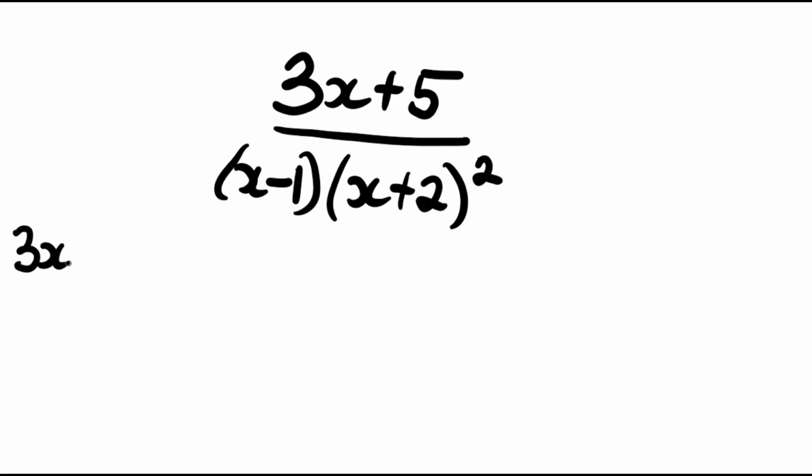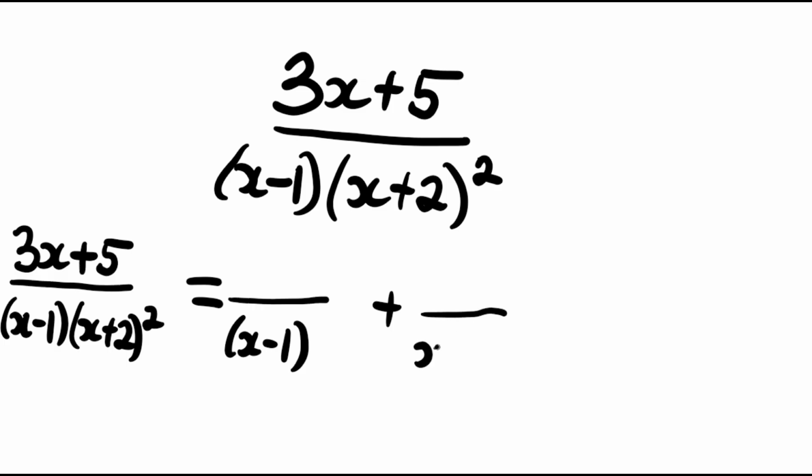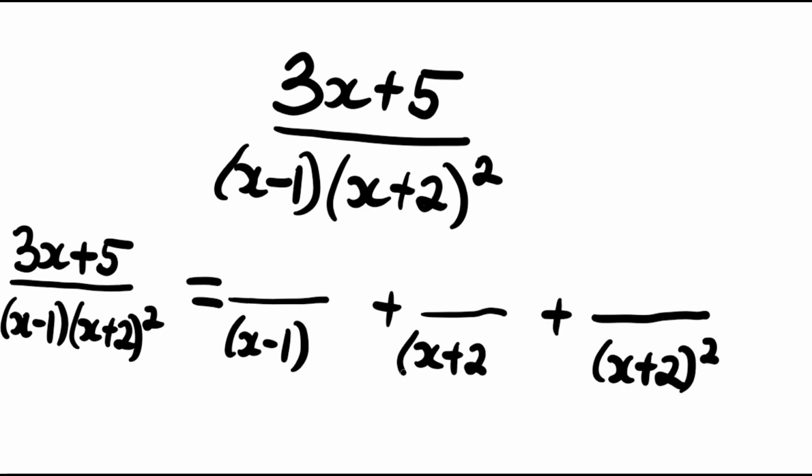So let's rewrite this: 3x plus 5 all over x minus 1 multiplying x plus 2 squared. This should be equal to, so the linear factor as a denominator will be x minus 1. Then the next one will be a repeated factor, and for a repeated factor we need to write it the number of times it appears as separate: x plus 2 all to the power 1, and x plus 2 all to the power 2.